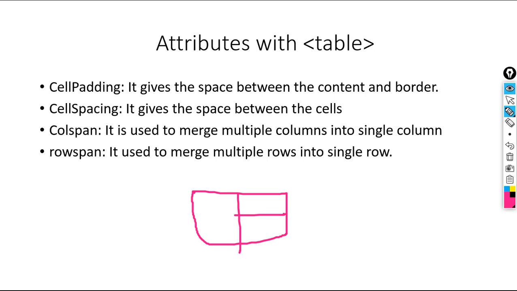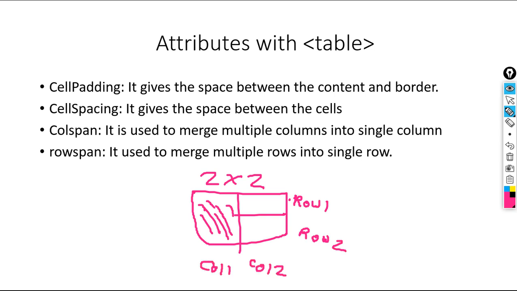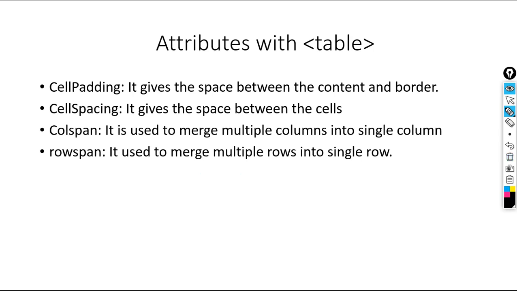Here this is a 2 by 2 table only, okay, but what I have done, I have merged these two rows here. Understood? This is row 1, this is row 1, this is row 2, okay, this is column 1, this is column 2, but here I have merged two rows. Understood? So in this way, to merge two rows or more than one row, we use the rowspan attribute. Now let's move forward.